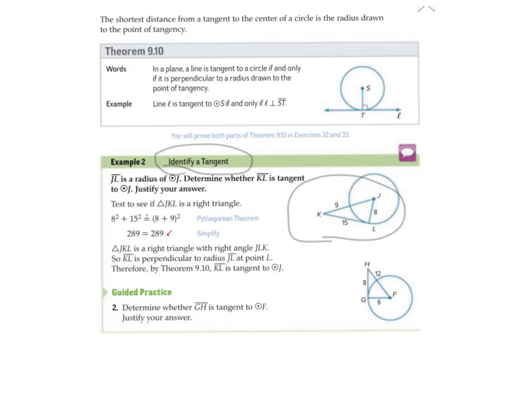So for instance, be careful, all right? Your shorter side is 8, your longer side is 15, but your hypotenuse is actually 17. It's the 9 that goes from K to the circumference of the circle, and then don't forget to add on the radius. So 9 plus 8 will make 17. And if you do Pythagoras, 8 squared is 64 and 15 squared is 225, and if you add those together, you make 289, and 17 squared is 289. It is a right angle triangle, so it definitely is a tangent.